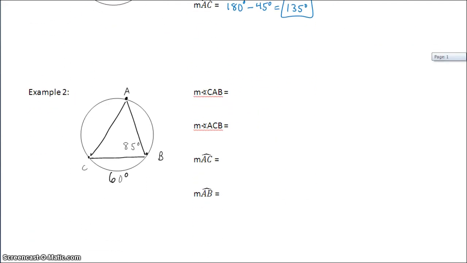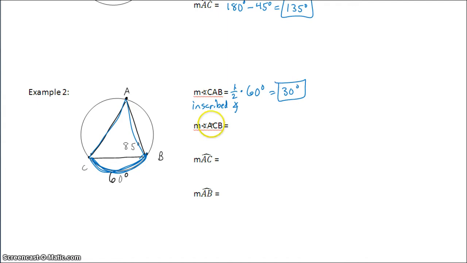In example 2, I have angle CAB. C to A to B is an inscribed angle. So my formula is going to be 1/2 times the intercepted arc. The intercepted arc for CAB is arc CB. And the measure of arc CB is 60 degrees, so the measure of angle CAB is 1/2 of 60 degrees, which is 30 degrees.